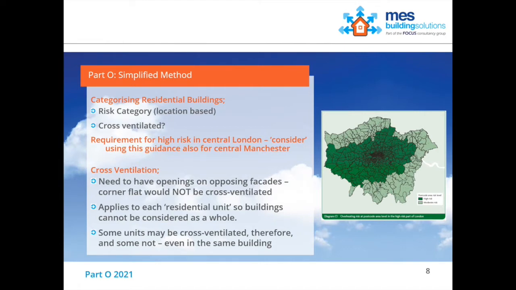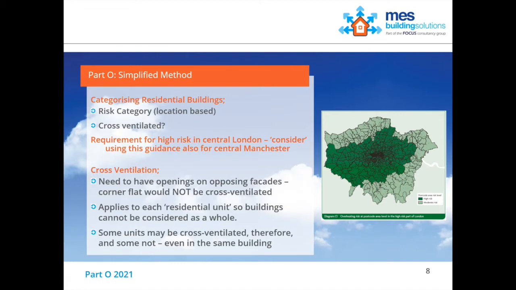We also have to look and then see if those units are cross ventilated. So depending on the layout and design of the building, we may have some units that are cross ventilated and some that aren't. So different criteria may apply to different parts of the same building, depending on the design and the layout of it. But in terms of risk, it's very simple. Basically, if we're in central London, we're in a high risk area. If we're not in central London, we're in a moderate risk area.